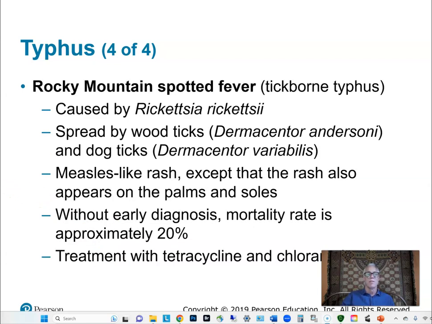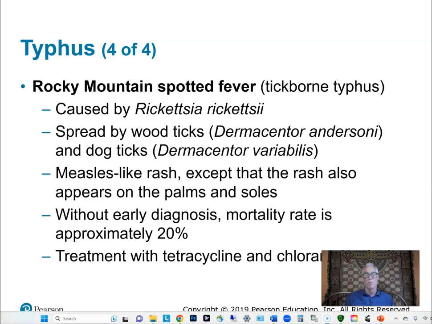Different bacteria, similar disease. Rocky Mountain spotted fever, Rickettsia rickettsii. And this one is spread by wood ticks and dog ticks, those big gray ones I was telling you about in some parts of the country. They form a measles-like rash, except the rash also appears on the palms and soles, whereas in measles that doesn't happen. The palms and soles stay clear. Mortality rate is very high without early diagnosis. Real serious one, this one.